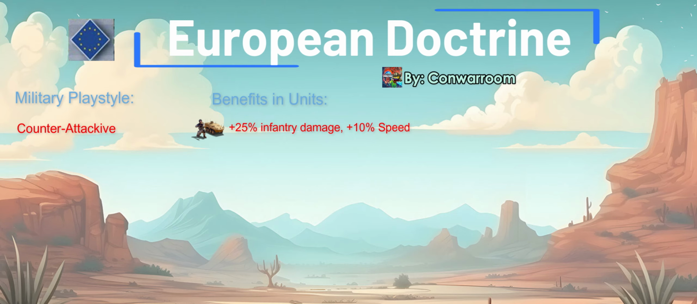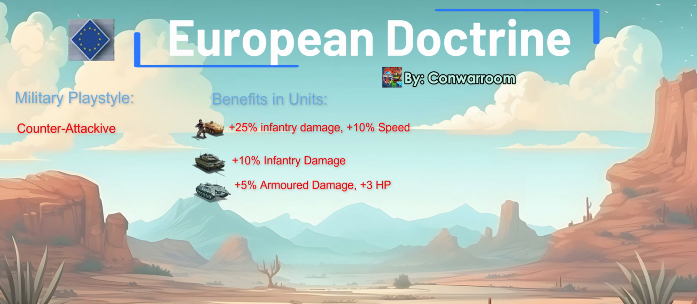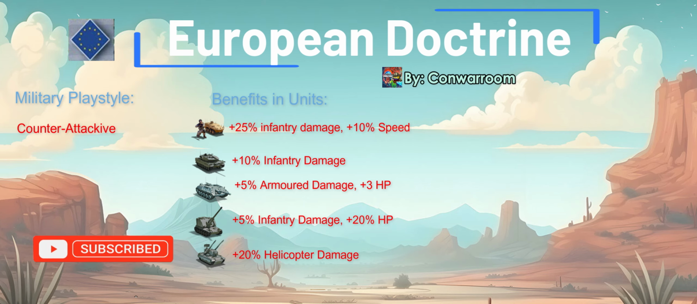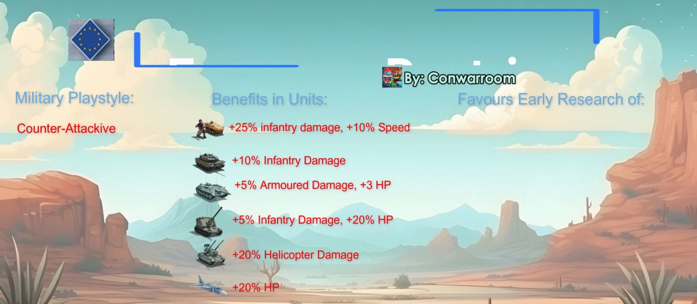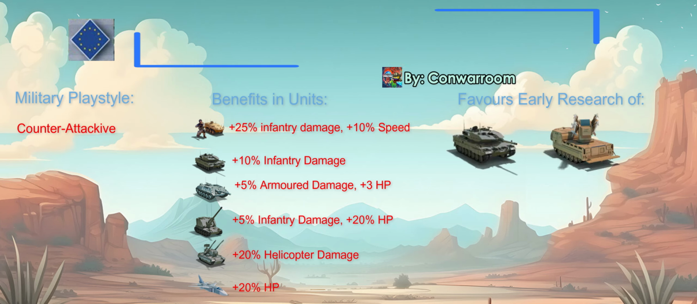An extra 10% of damage against infantry with main battle tanks. An extra 5% of damage for tank destroyers against armored units, and an extra 3 health points for tank destroyers. Mobile artillery also gets an extra 20% of health points, and a 5% extra damage boost against infantry. The European Doctrine also favors mobile anti-air, giving it an extra 20% of damage boost attacking helicopters. Finally, it also favors strike fighters, giving them an extra 20% of health points. As for the research, the European Doctrine favors early research of main battle tanks, SAM launchers, and gunship helicopters.